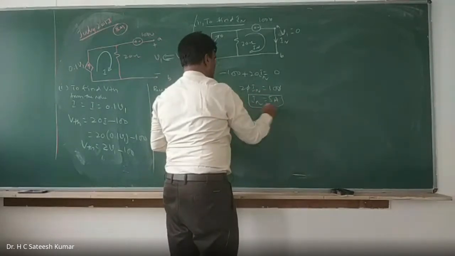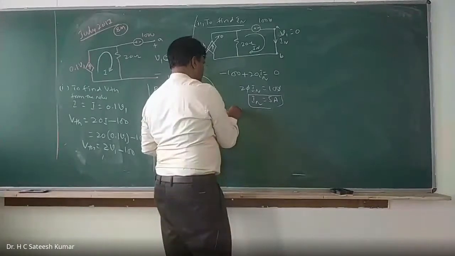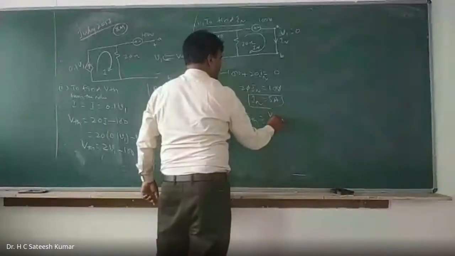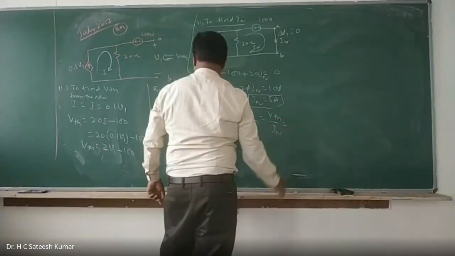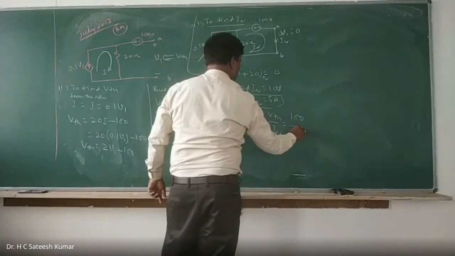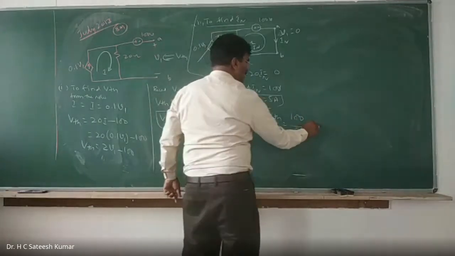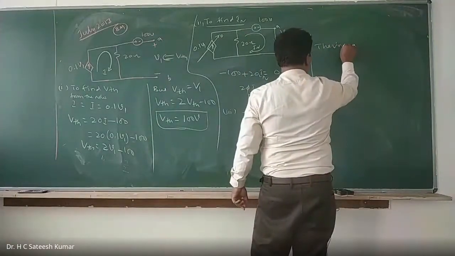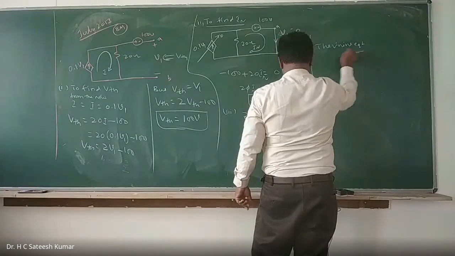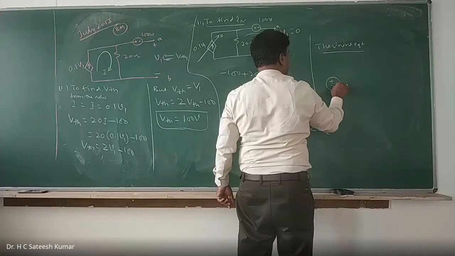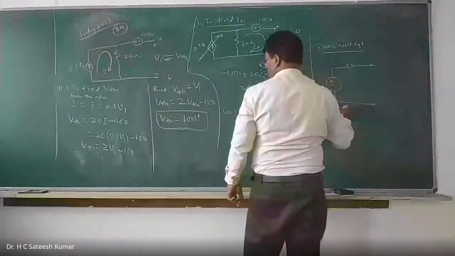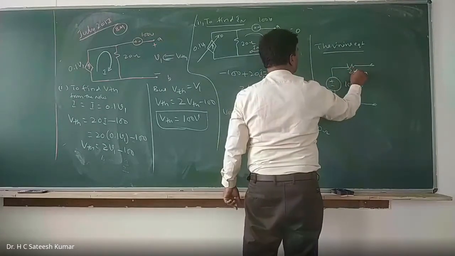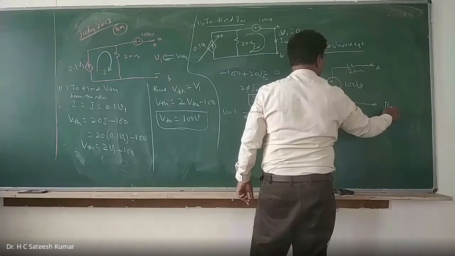We got IN. Next, third step. One minute, I'll finish this. ZTH is equal to VTH divided by I Norton. VTH is 100 divided by 5, that is 20 ohms. Therefore, the Thevenin's equivalent is a voltage source in series with an impedance: a voltage source of 100 volts in series with an impedance of 20 ohms across terminal A. That's all. That's how we should do it.